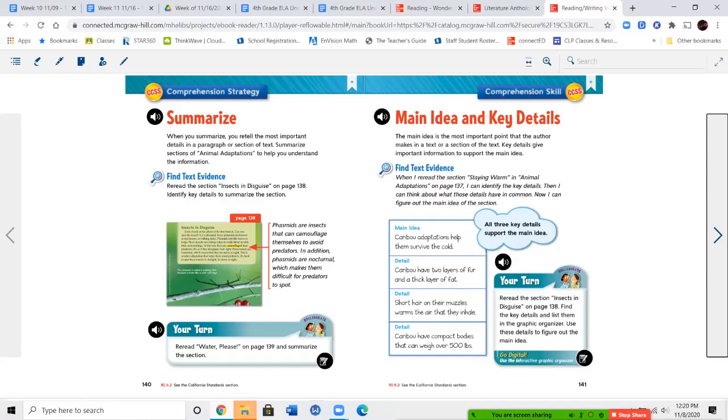All right, so that's the end of our stories for this week. Now we're going to talk about our comprehension skill and strategy. And our comprehension strategy this week focuses on summarizing. So when you summarize something, you're telling just the important parts.